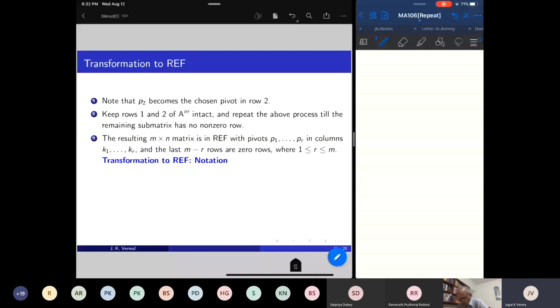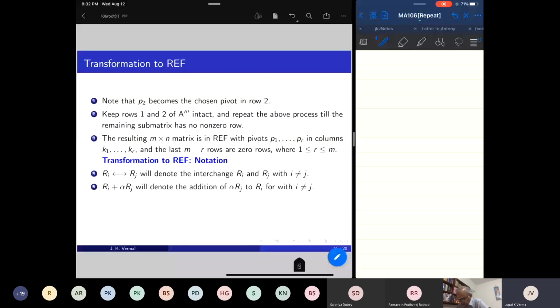This is the notation. For the Gauss elimination method, these are the row operations. Ri interchange with Rj, we write this with a double arrow, i not equal to j. Then Ri plus alpha Rj denotes the addition of alpha times the jth row to Ri. So Ri plus alpha Rj means Ri is changing; we are adding alpha times Rj to it.